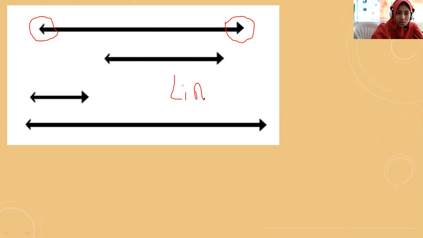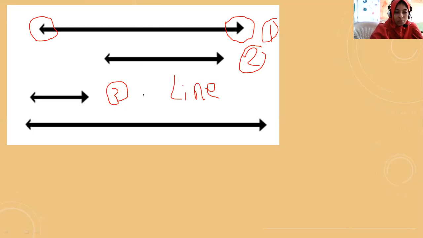As you can see in figure 1, this is our figure 1. Figure 1 has this line. Then in figure 2, it decreases. The line became smaller. In figure 3, the line decreases more compared to the second. Then in the fourth, you can see it is a little bit greater than the first.